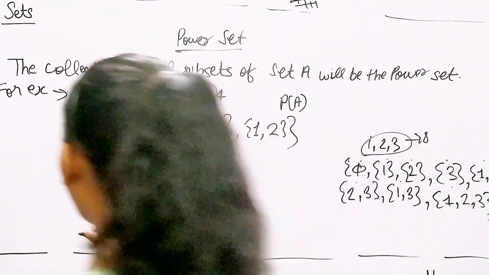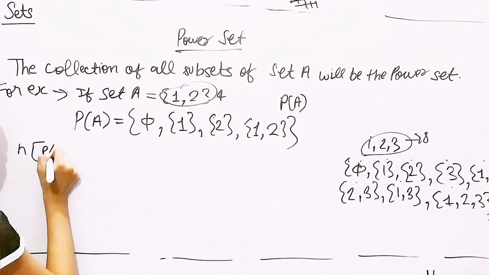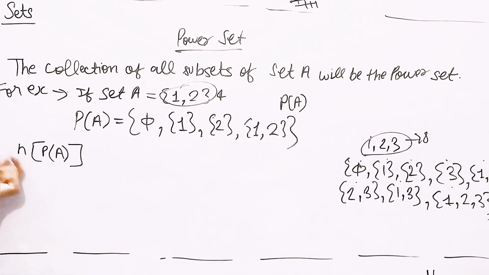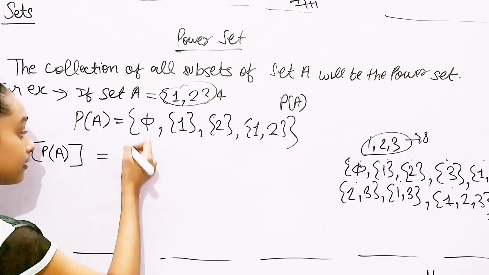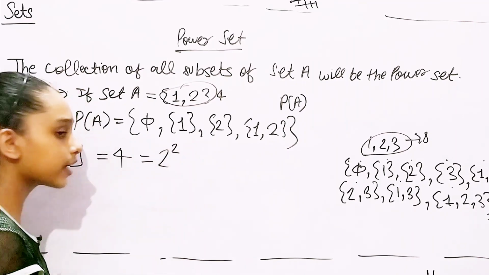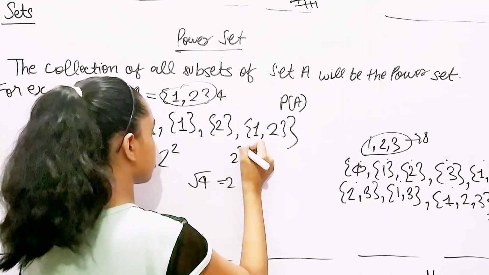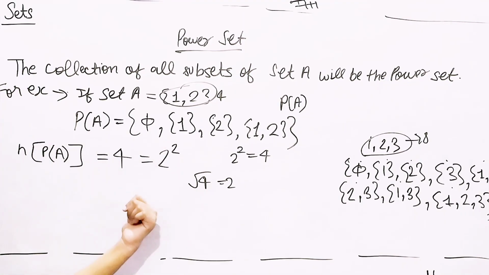Okay. So I want to tell you something else about power sets and then P of A. So we have the number of elements of P of A. Got it? So, let's say if we have 4, we can write 4 as 2 squared, isn't it? Of course we can write it. Like if we write the square root of 4 equals 2, so we can write that 2 squared equals 4.